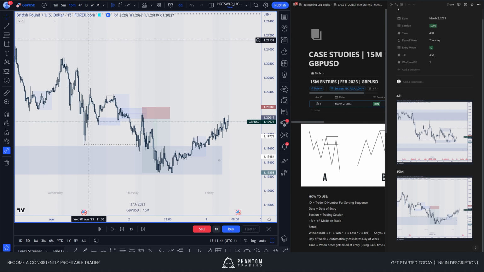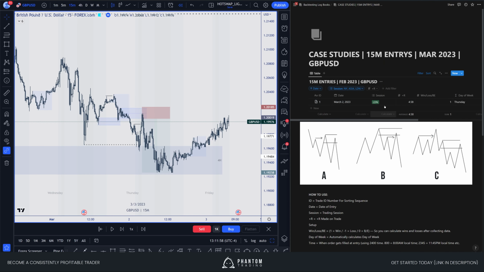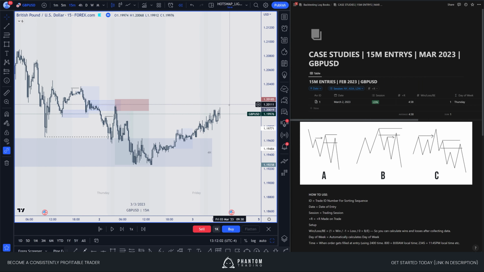Okay, so keep that in mind when you're building out your Notion template, or if you use Excel or whatever it is that you're using to collect data, because you don't want to make it overly complicated for yourself, right? It's just going to make it too much of a chore to actually do it, right?